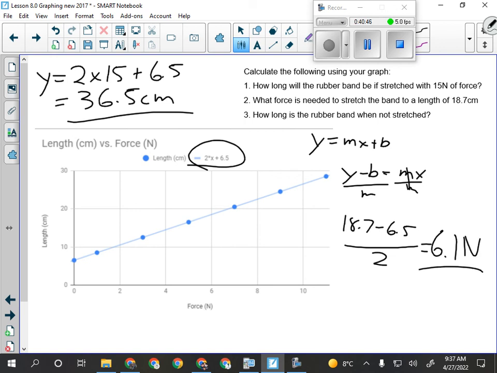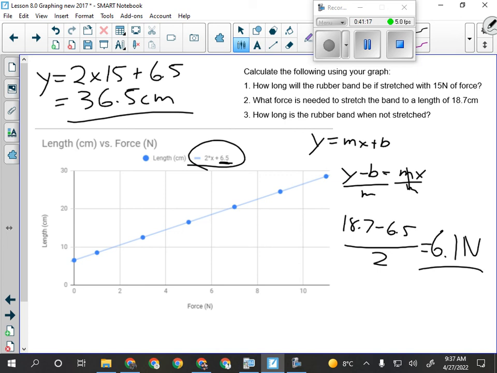Okay, how long is the rubber band when it's not stretched? 6.5 centimeters long. Okay, and I can read that from this equation. B is the y-intercept. It's the value of y, in this case length, when x is 0. When there's no stretching, the force involved is 0 newtons. So the length of the rubber band is 6.5 centimeters when there's no stretching.